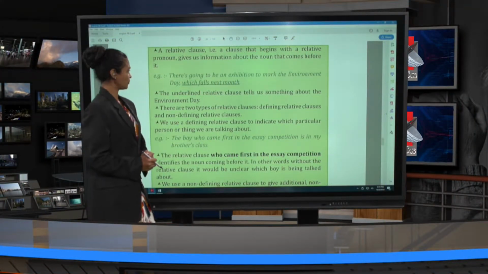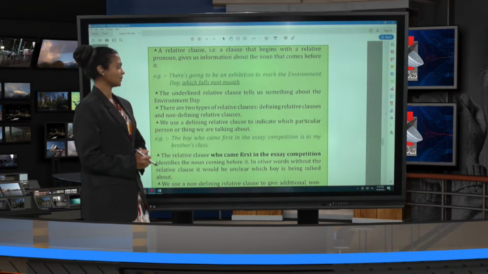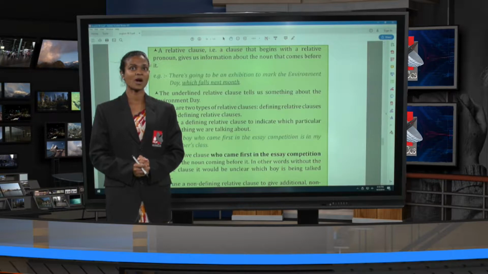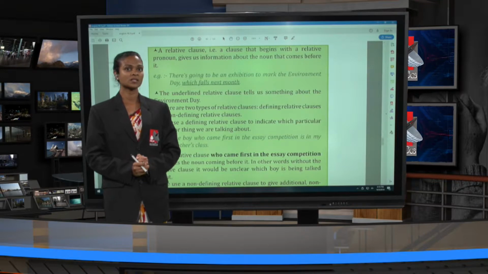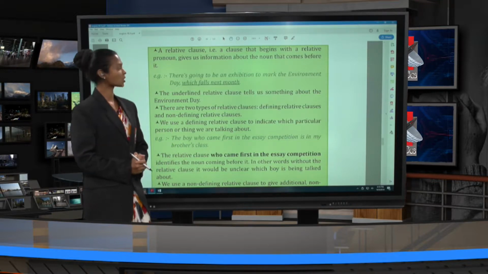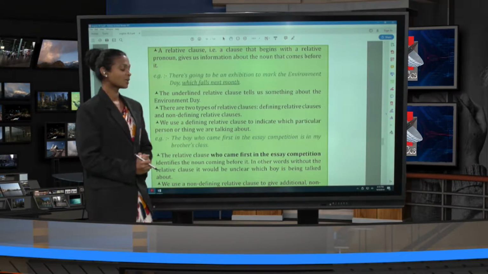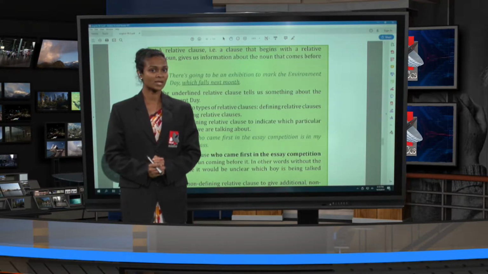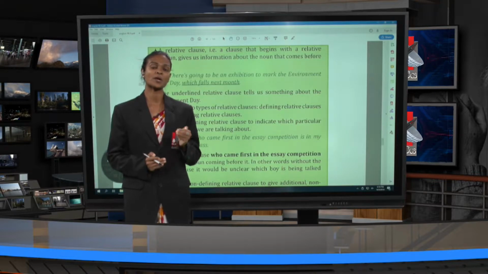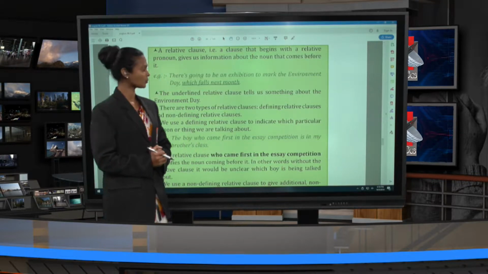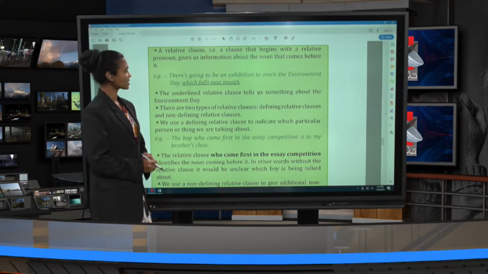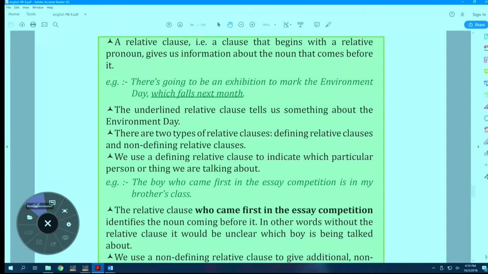Right. Refer the example given here. What is it? There's going to be an exhibition to mark the environment day which falls next month. See the underlined phrase, it is the clause. It is the relative clause. It becomes a relative clause because it starts with a relative pronoun. What is that relative pronoun? It is which. Since it starts with that, it becomes the relative clause.